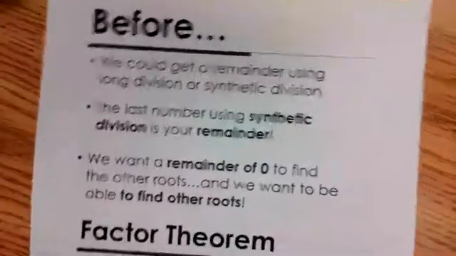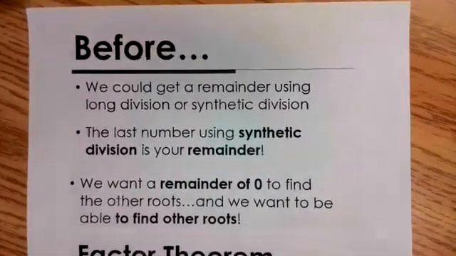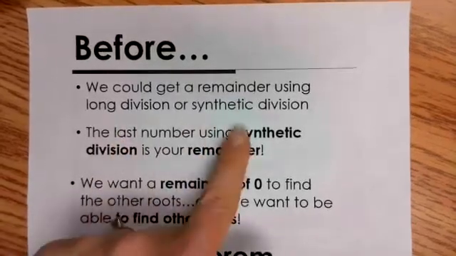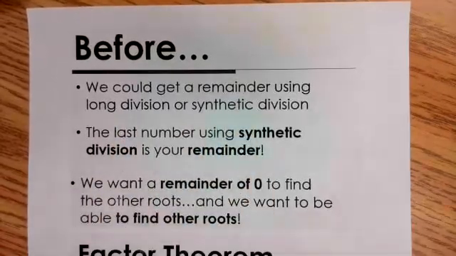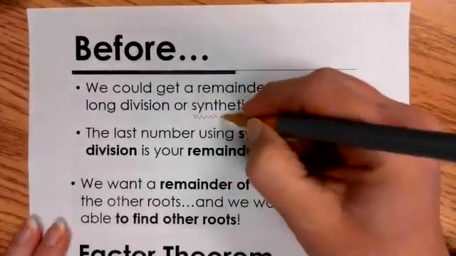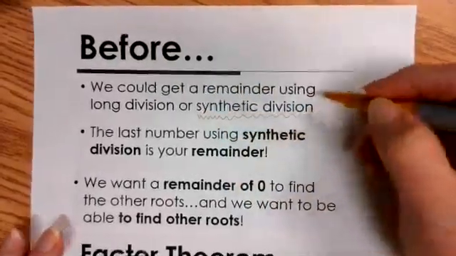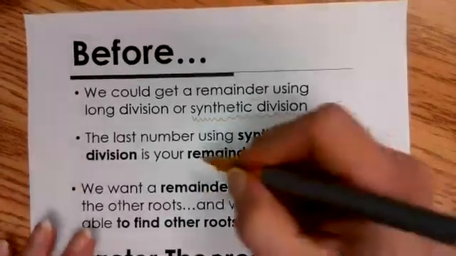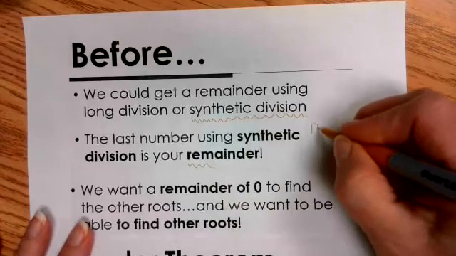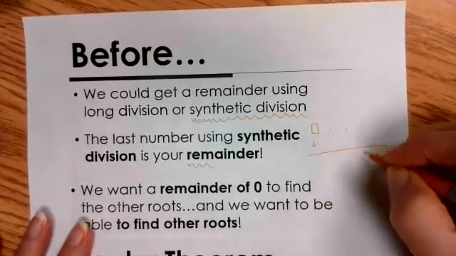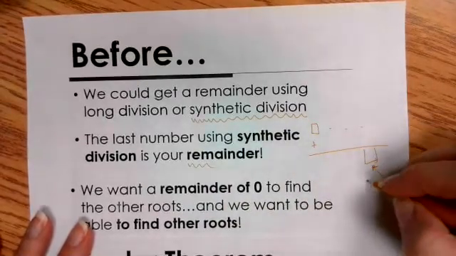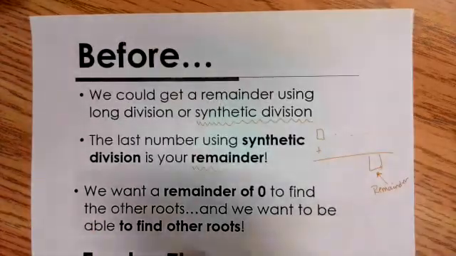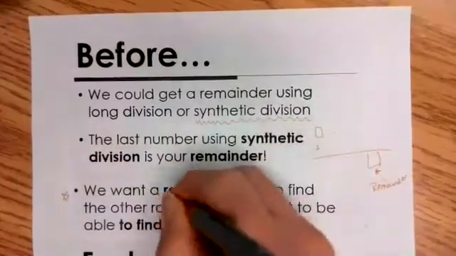Okay, so back in Unit 1, we could get the remainder using long division or synthetic division. You are going to become a bigger fan of synthetic division because we're going to do it so many times, it just goes quicker. All right, the last number using synthetic division is your remainder. Right, so I have a box here, I've got numbers. This is always my remainder. So we want a remainder of 0.